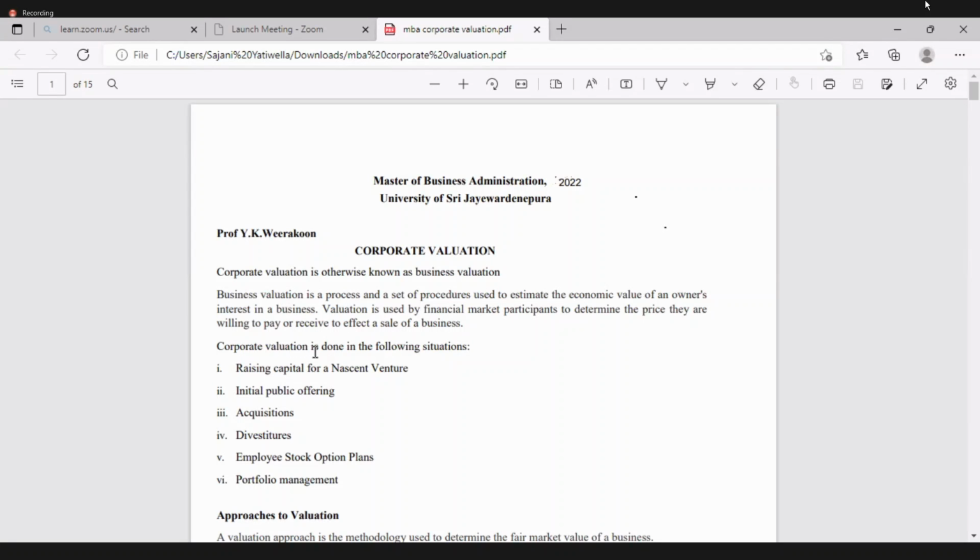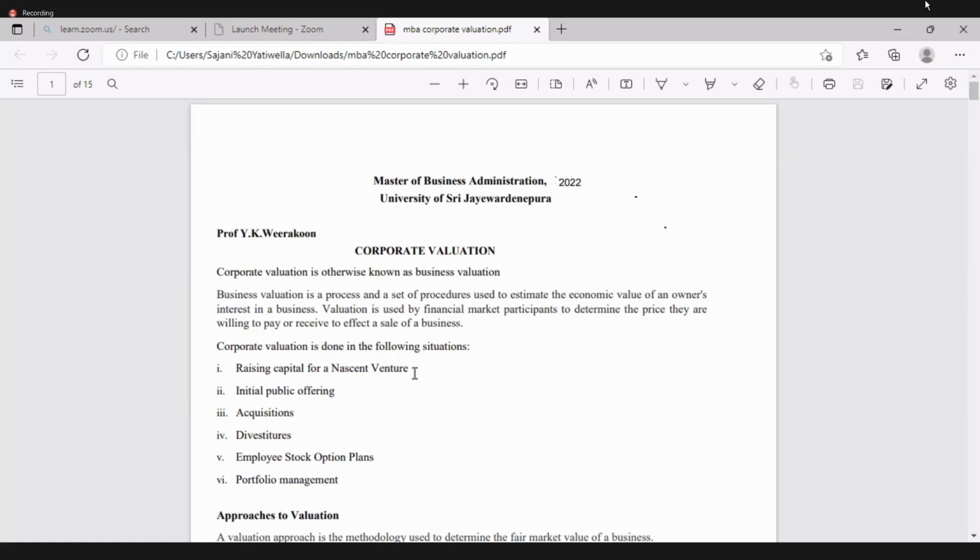Now, corporate valuation is done in the following situations. Raising capital for nascent ventures. In the near future, there may be different investment opportunities. In that case, you are planning to raise capital. When you issue a particular security, common shares maybe, debt security maybe, you have to decide the issuing price. When you raise capital for the company, you have to decide the particular security value. Per share, the issuing price can be 20 rupees, 15 rupees, as you know practically. So raising capital may require corporate valuation.